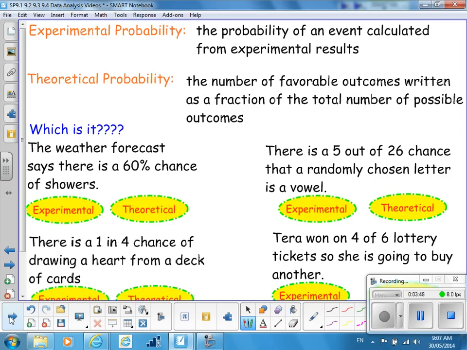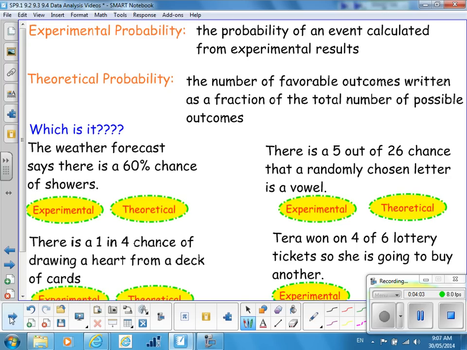Well, just as we learned in a previous slide, the weather is forecast based on past data, what has happened in the past, so therefore this would be experimental probability. They've just collected data over time.